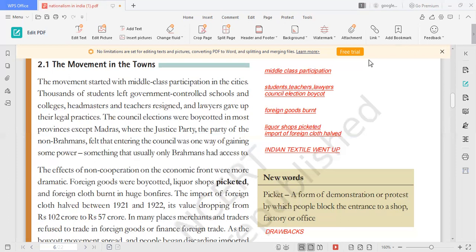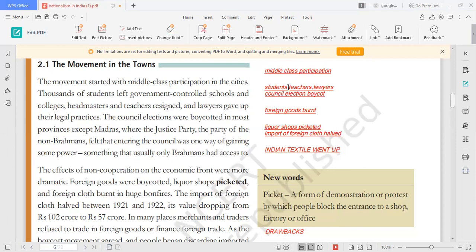Let us see how the movement had been spread in towns. Who will be in town? Only the middle class people, like students, teachers, lawyers, traders, business people and all. So who participated in this movement in the town? Middle class participation. In the town, it is middle class participation.